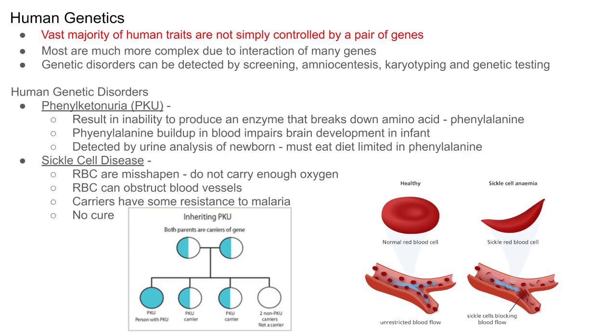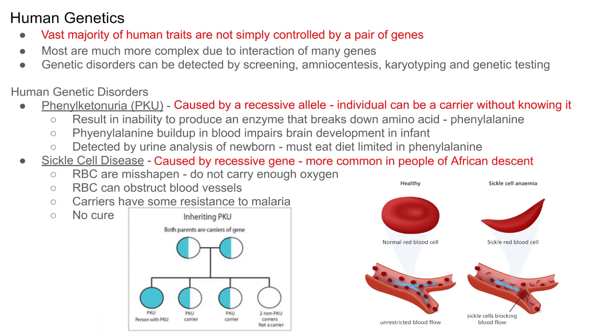All right. So lots of human diseases and disorders are caused by mutations. Don't worry too much, but here are some examples. PKU, phenylketonuria, is a genetic disease that happens because of just a single enzyme that is not produced correctly. It's caused by a recessive allele.